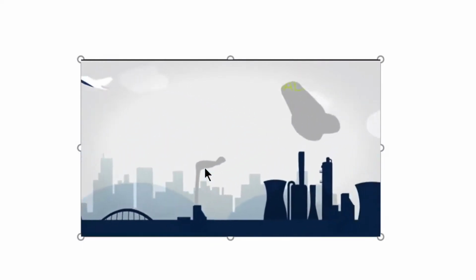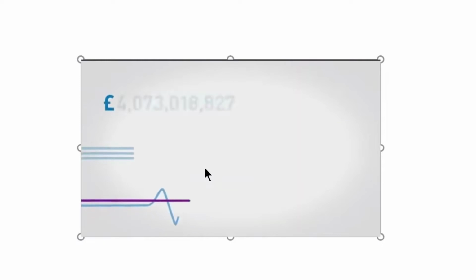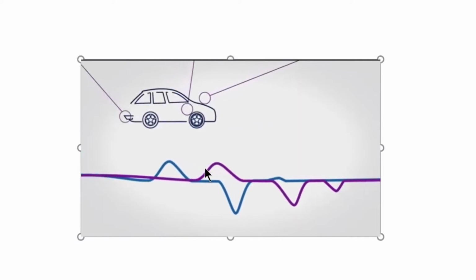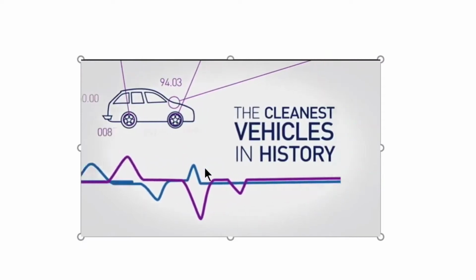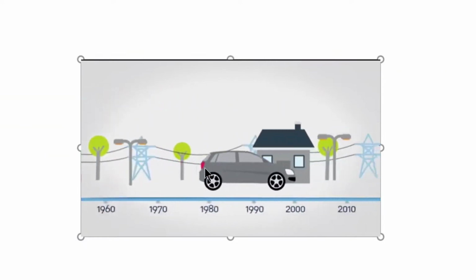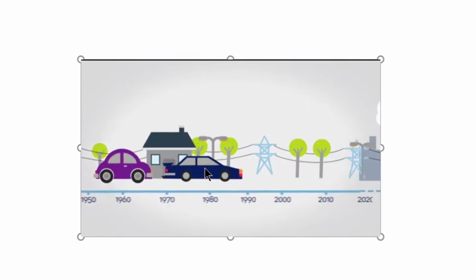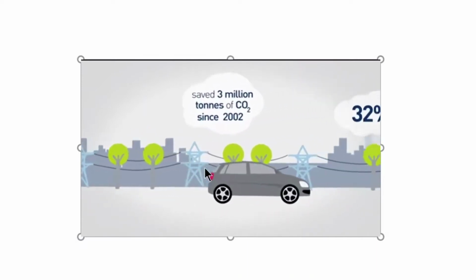Air quality and climate change are two of the biggest challenges facing society. They're issues the motor industry takes very seriously. That's why we're spending billions on new technology. As scientists have learned more about air quality, so we have responded. We've built the cleanest vehicles in history using the latest Euro 6 technology. Today's cars are light years away from those of the past. Modern diesel cars have saved 3 million tonnes of carbon dioxide emissions since 2002.